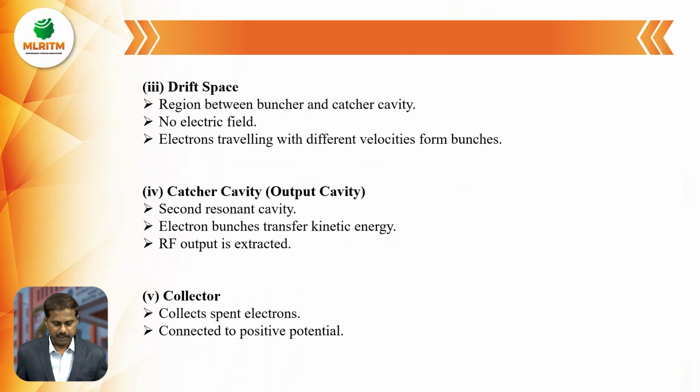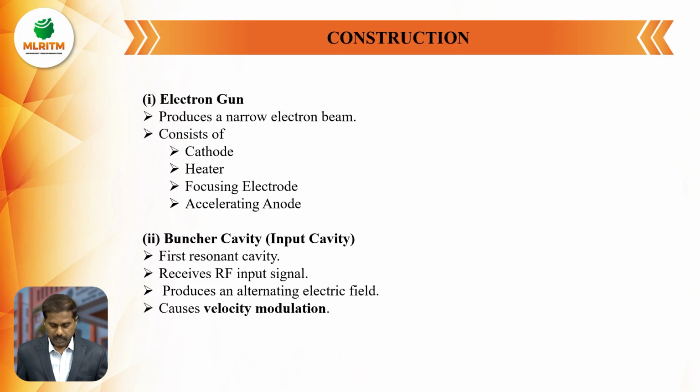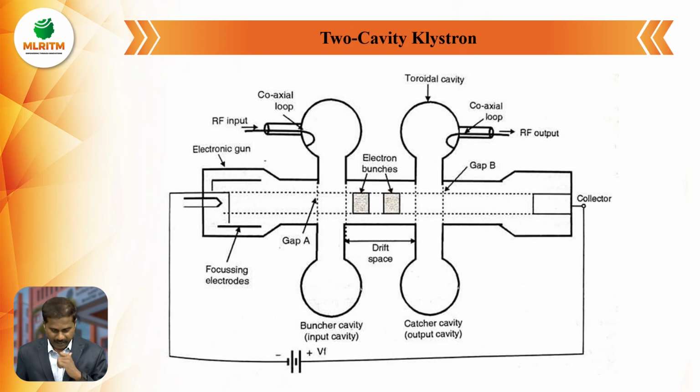Next is the drift space, the region between the buncher and catcher cavity. There is no electric field, and electrons travel with different velocities to form bunches. The next one is the catcher cavity, the second resonant cavity, where the electron bunches transfer kinetic energy and the RF output is extracted. The last one is the collector, which collects the spent electrons and is connected to the positive potential. So these are the construction parts of the two-cavity Klystron.